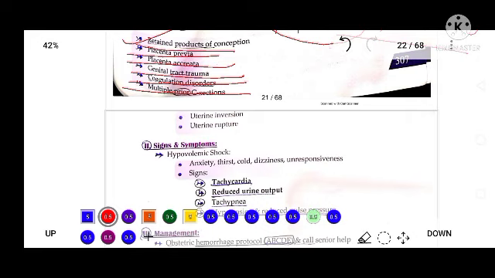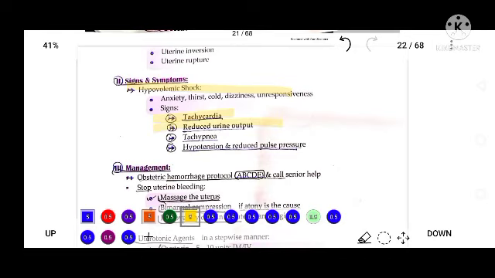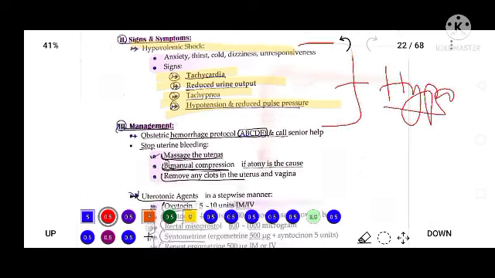Signs and symptoms include hypovolemic shock, anxiety, thirst, cold, dizziness, and unresponsiveness. Along with these, tachycardia, reduced urine output, tachypnea, hypotension, and reduced pulse pressure. These are the signs of hypovolemic shock, meaning decreased blood in the body.